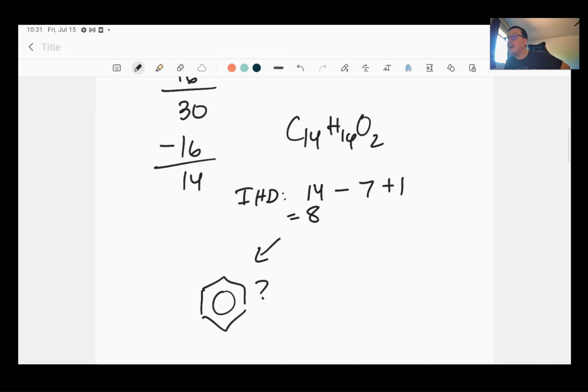Because IR shows us that we probably have a carbonyl in this molecule, that tells us we can't have 2 benzenes, right? Because each benzene needs 4 IHD. If we need 1 of the IHDs for a carbonyl, then we only have 7 left. That makes sense. So look at the IR to determine that.